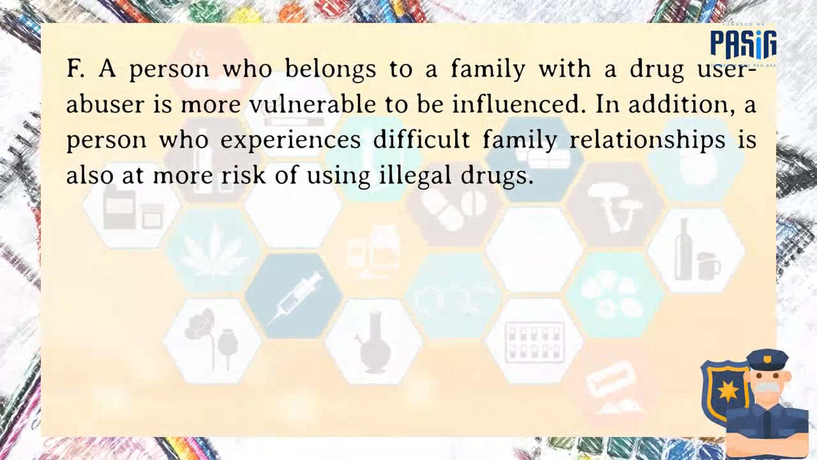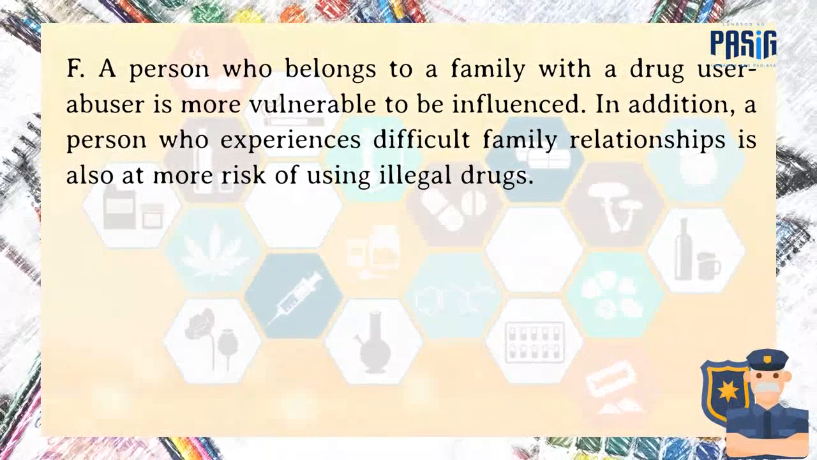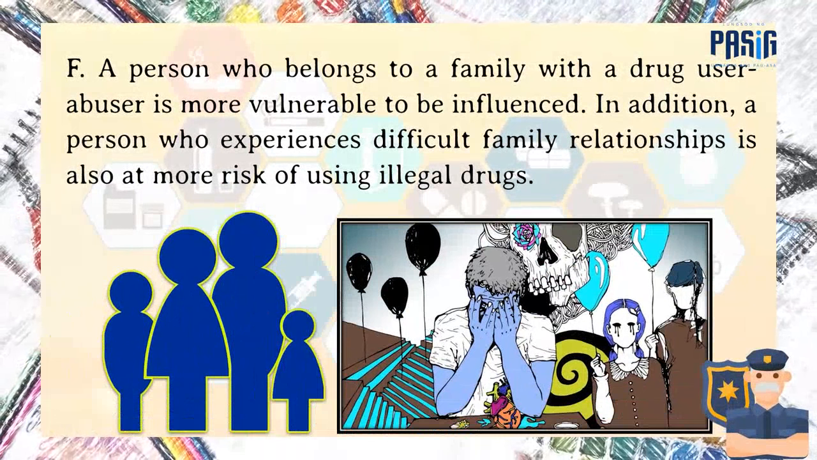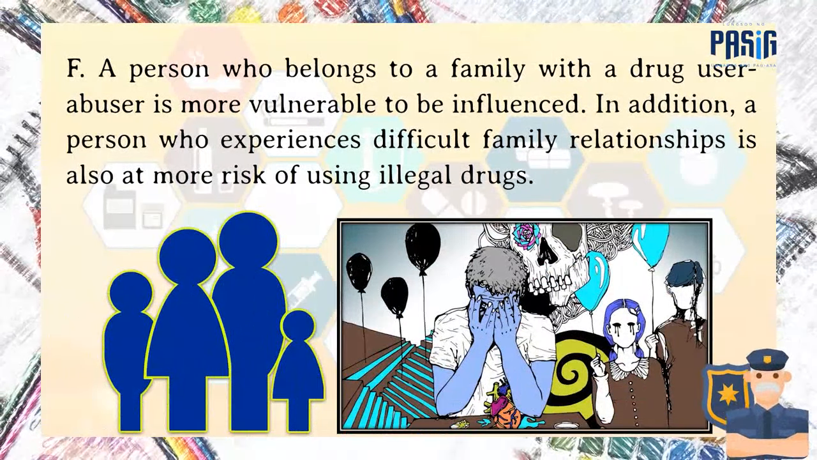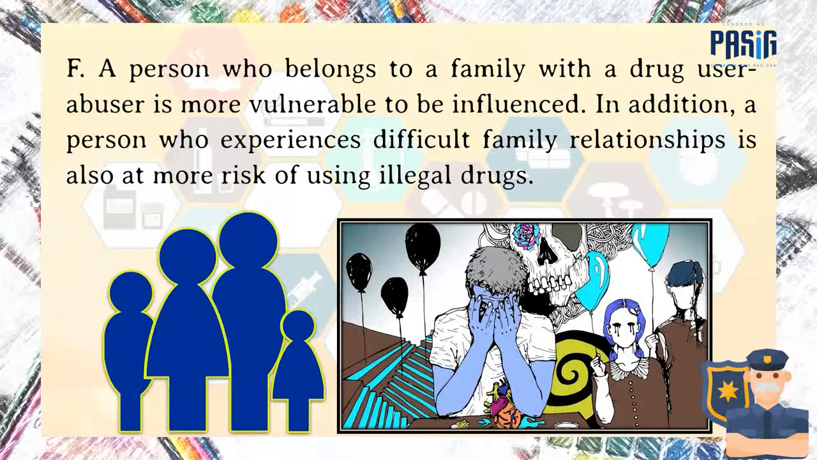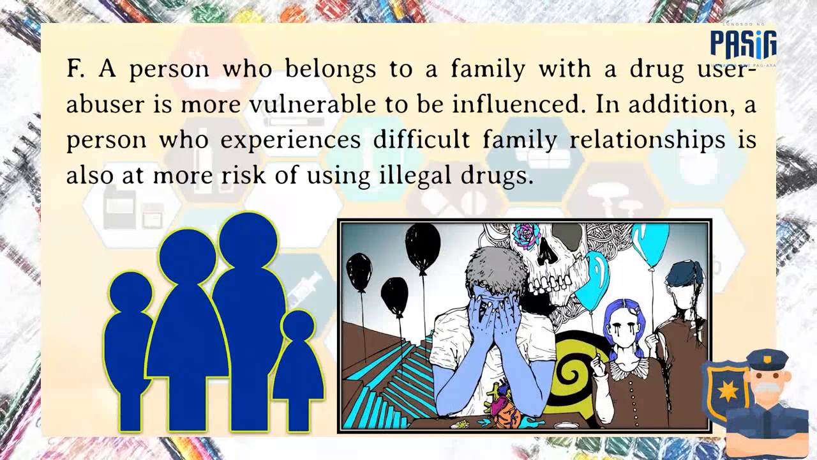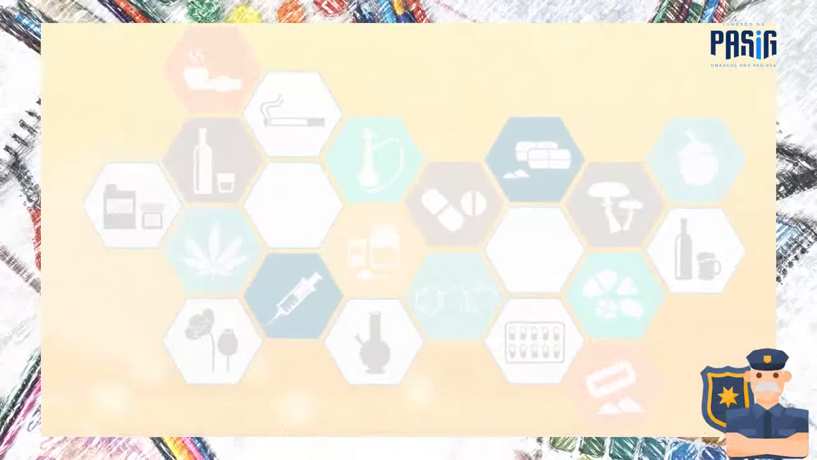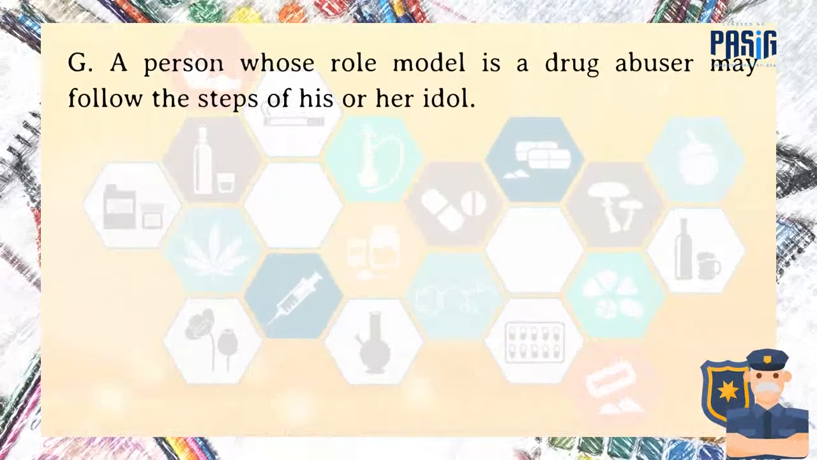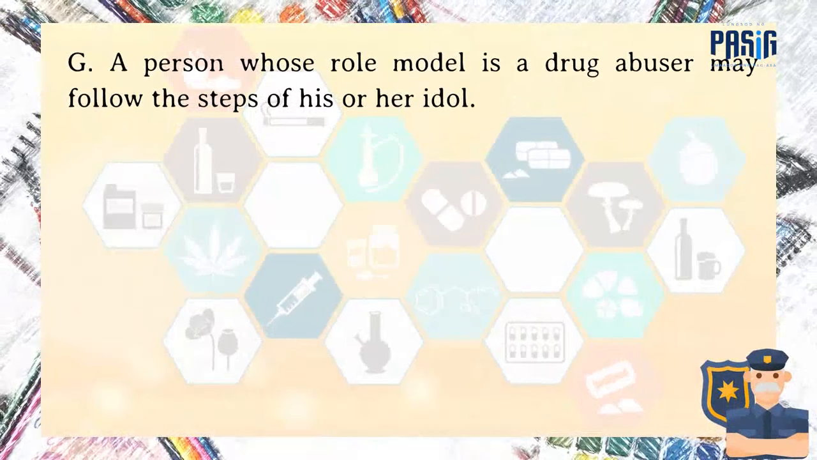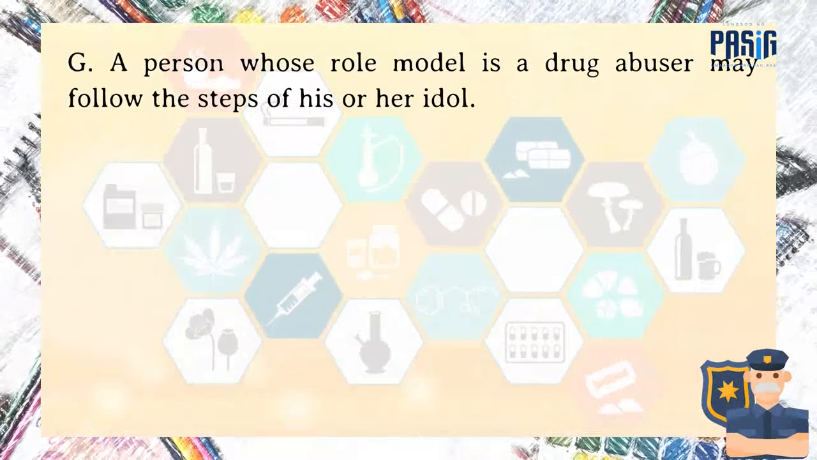Next, a person who belongs to a family with a drug abuser is more vulnerable to be influenced. In addition, a person who experiences difficult family relationships is also at more risk of using illegal drugs. Next, a person whose role model is a drug abuser may follow the steps of his or her idol.